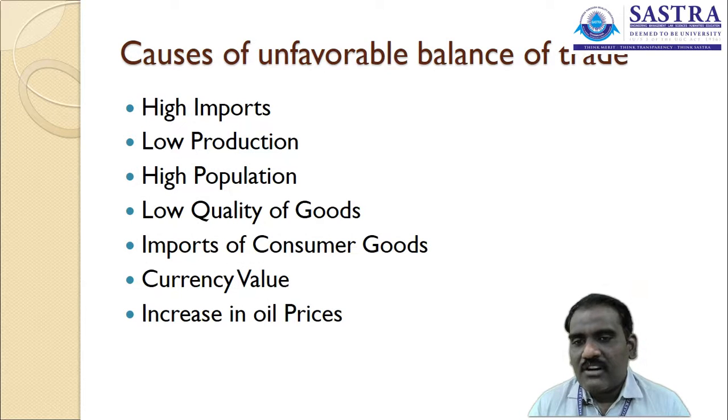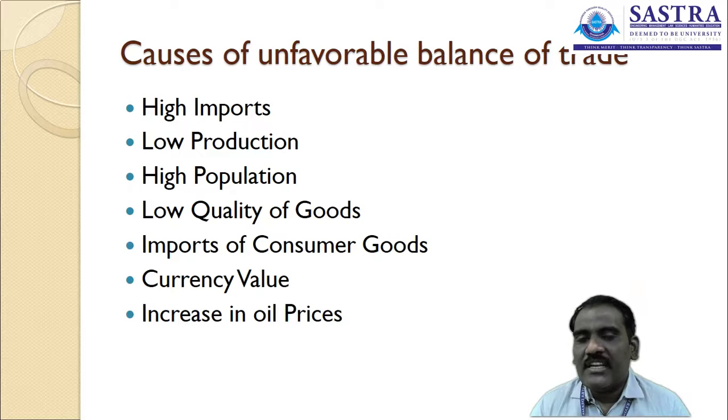The next one: causes of unfavorable balance of trade. The causes of adverse balance of trade, when it may happen. What are the situations? We need to understand the reasons for unfavorable balance of trade. The reasons are classified as, first, a high level of imports. We are not exporting, but rather we are importing goods from other countries. So your country's currency is outflowing, and then your currency value will be decreased or depreciated in the global market.